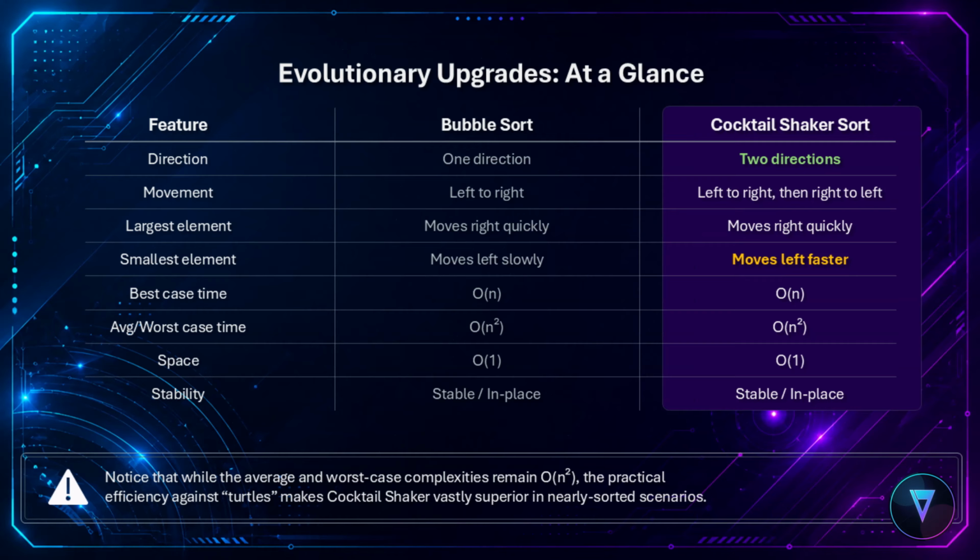The best case time complexity is O(n), thanks to the early exit flag. And the average and worst cases are still O(n²) because we still have nested loops. So it clears the turtle bottleneck faster than standard bubble sort, but the mathematical limits remain the same. It is also in place, using only O(1) extra memory. And it is stable, meaning equal elements keep their original relative order.